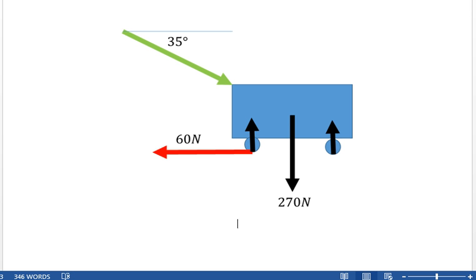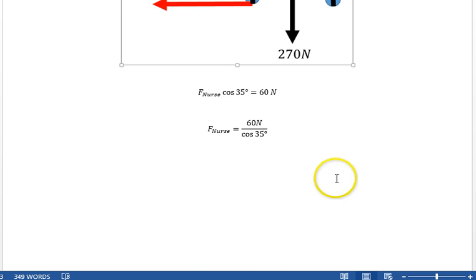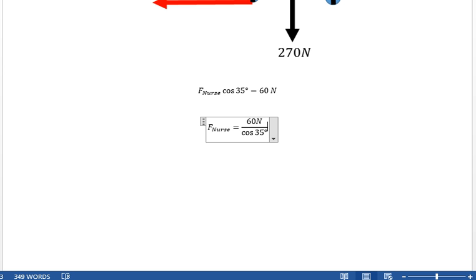Now, we need the force of the nurse times cosine of 35 degrees to be equal to 60 newtons, right? So that means we need the force the nurse exerts to be equal to 60 newtons divided by cosine of 35 degrees. Okay, let's pop over to Excel and let's get what this is.